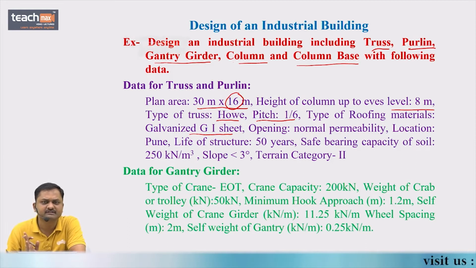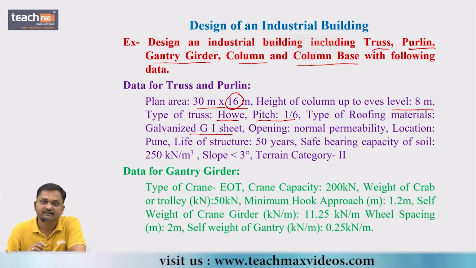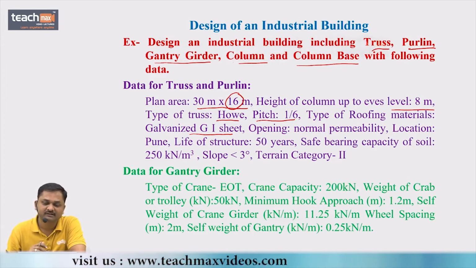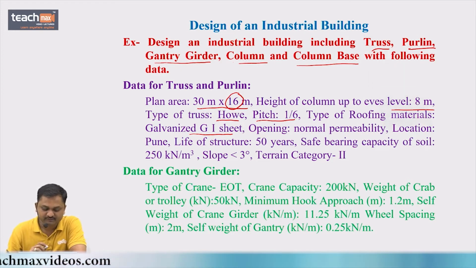So generally pitch is 1/4 to 1/6. What is pitch? Pitch is the ratio of the height of the truss to the span of the truss. Okay, so that is pitch. So this is the given data.